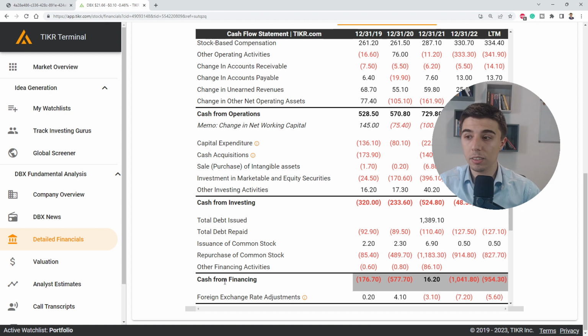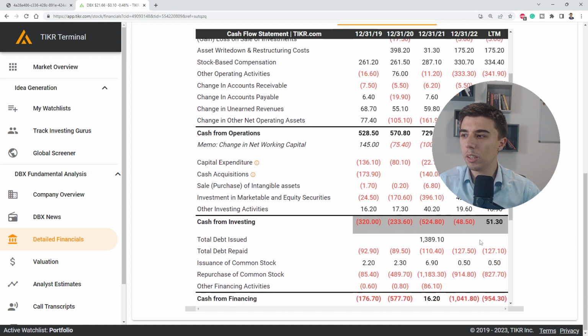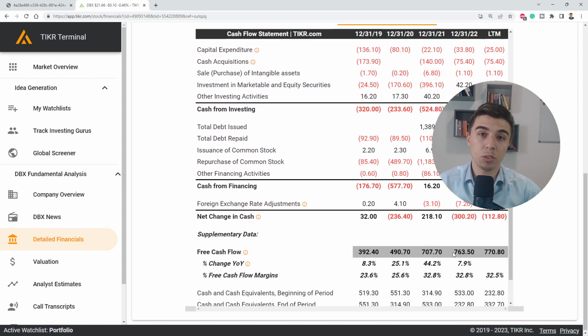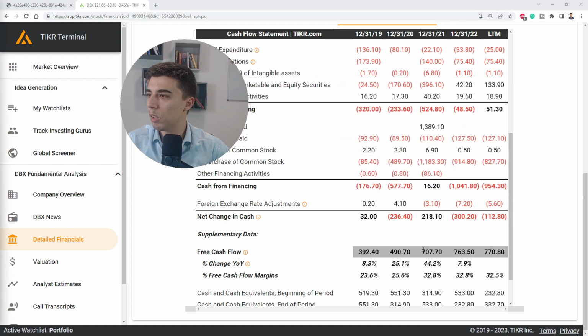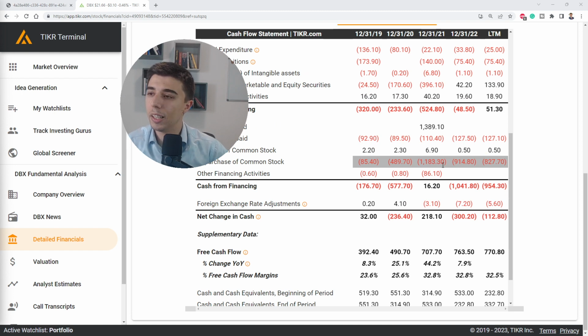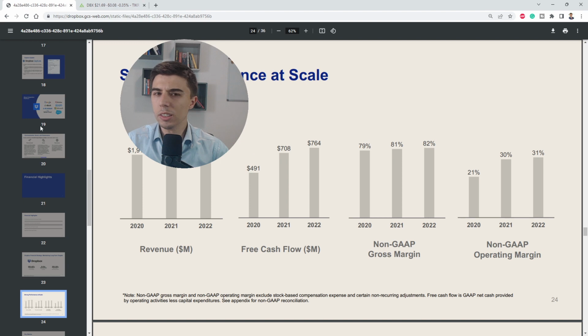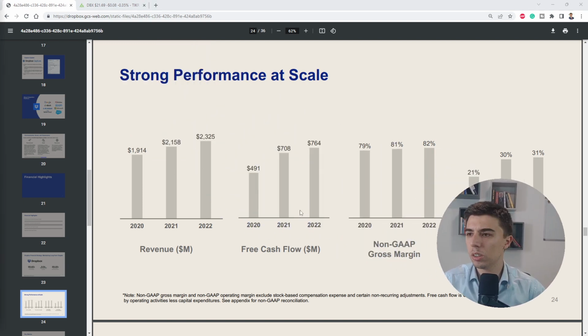Cash from financing, repurchase of common stock, over 1 billion, 900 million, 800 million. And if you take a look at the cash flow, the free cash flow, it is actually lower than what they have been using to buy back shares, in order, first of all, to compensate for the new shares that have been issued, and then later on for additional buybacks to reduce the number of shares.